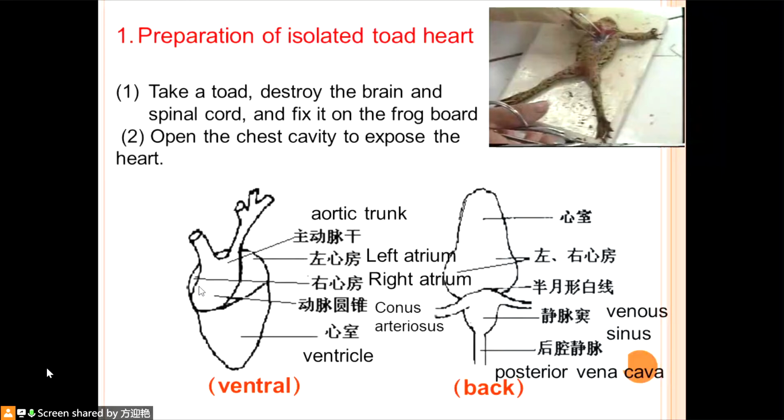The frog heart is different from that of other animals or humans. Its heart has only a left atrium and a right atrium, and one ventricle, so there are three chambers in total, not a left ventricle and a right ventricle.